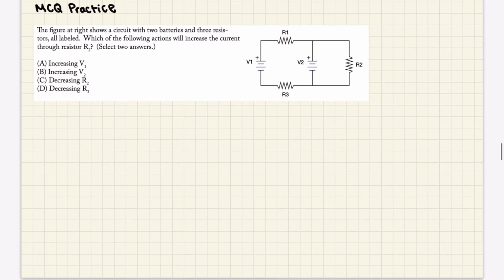Okay, the next MCQ practice. The figure at the right shows a circuit with 2 batteries and 3 resistors. Which of the following actions will increase the current through resistor 2? Okay, this looks really complicated. We did not talk about this. But this is just a bunch of Kirchhoff's loop rule and junction rule.